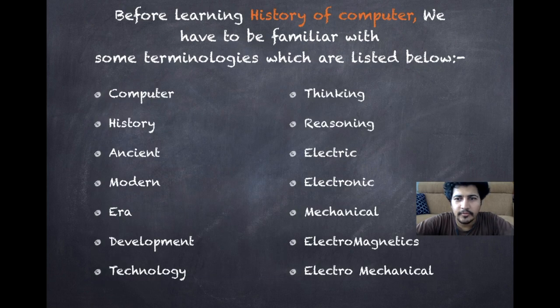Before learning history of computer, we will be familiar with some terminologies which are listed below: computer, history, ancient, modern, era, development, technology, thinking, reasoning, electric, electronic, mechanical, electromagnetics, electromechanical. These are some of the terminologies that we have to be familiar with before we start history of computer, because if we are unable to understand these terms, then it will be difficult for us to cope with the lessons.